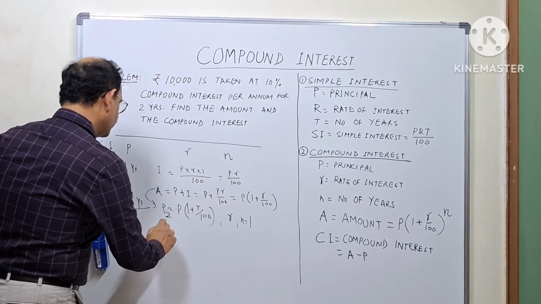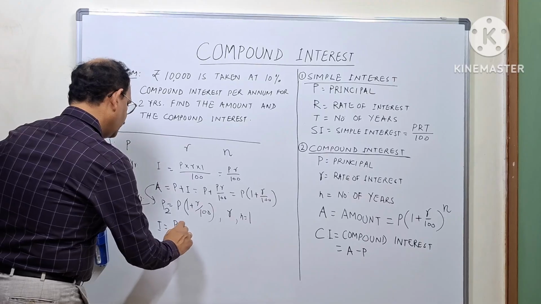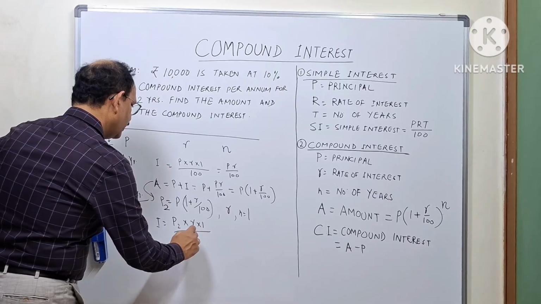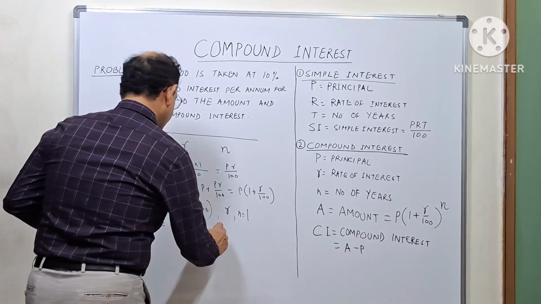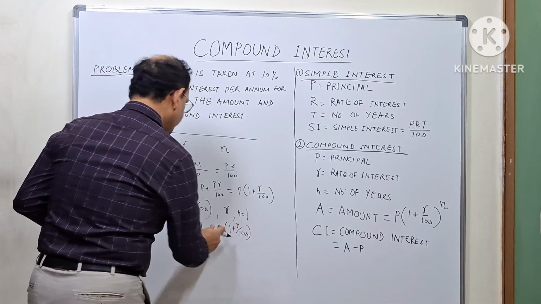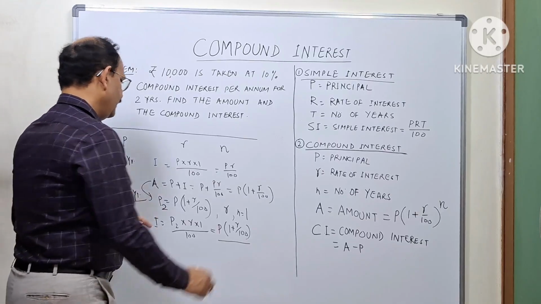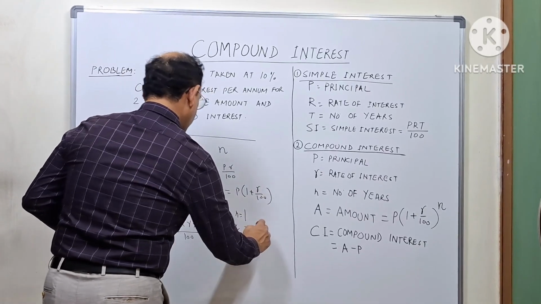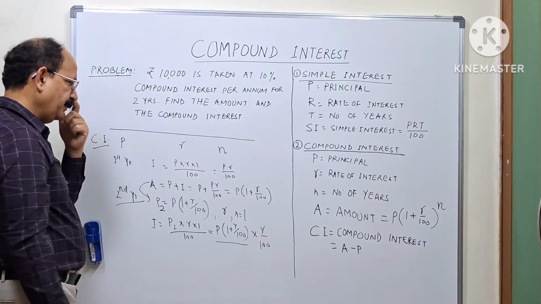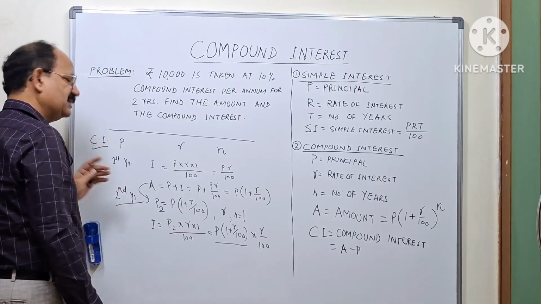Now what will be the interest? Because your principal has changed, I have to calculate interest on this. So it will be P2 into R into 1 for 1 year divided by 100. Now what is P2? P2 is P into 1 plus R by 100. That is my changed principal, multiplied by R divided by 100. Okay, so this becomes my new interest for the second year.